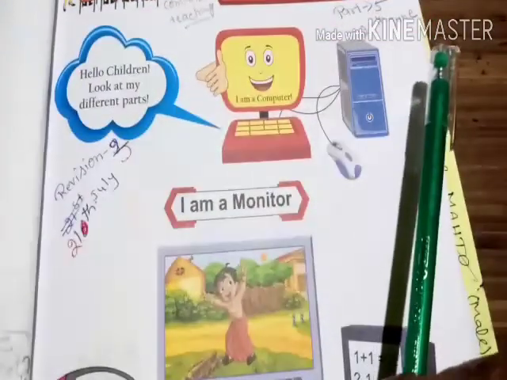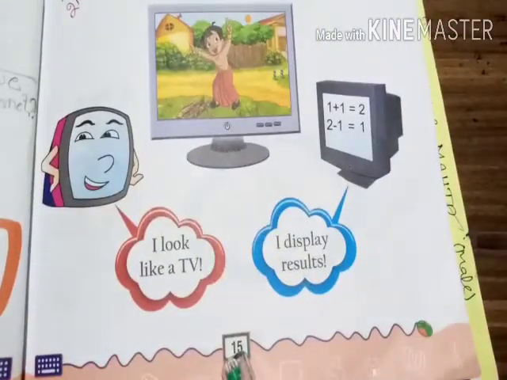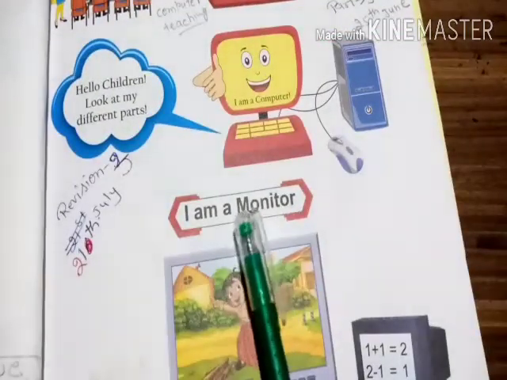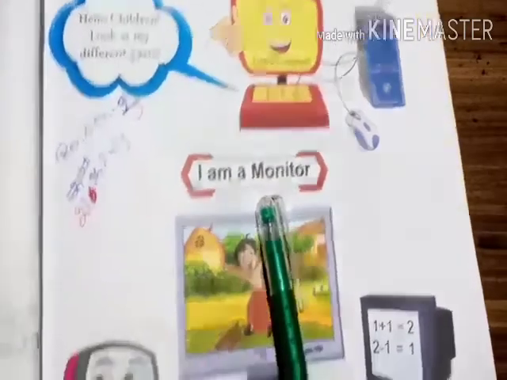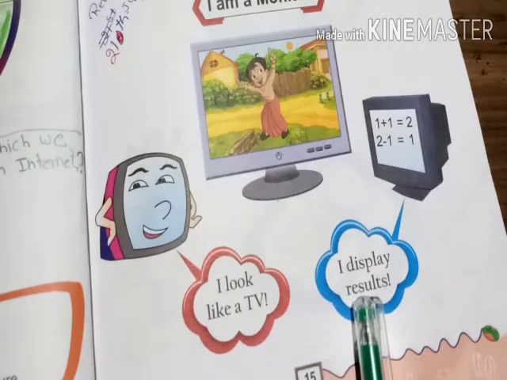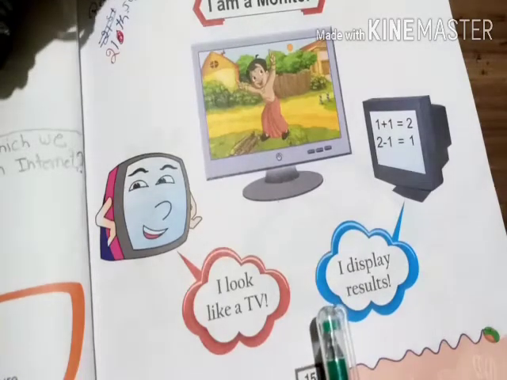First of all, open your computer book, page number 15. The first part which is given in your book is a monitor. I am a monitor. It looks like a television and it can display the result. This is the first part of our computer system.